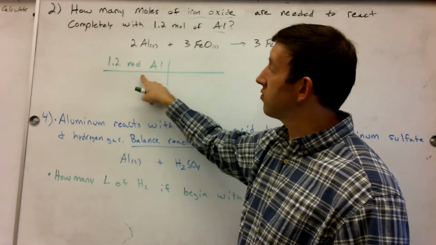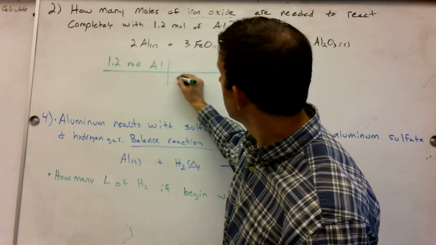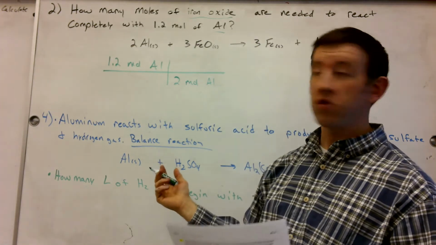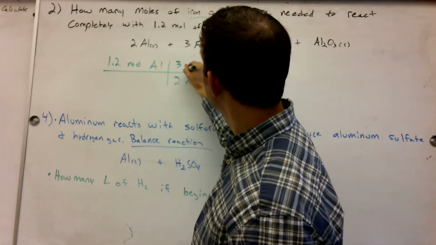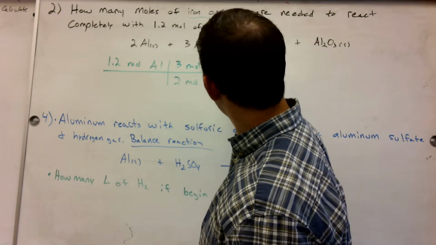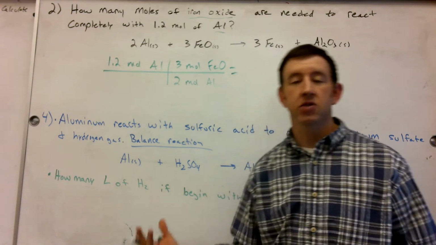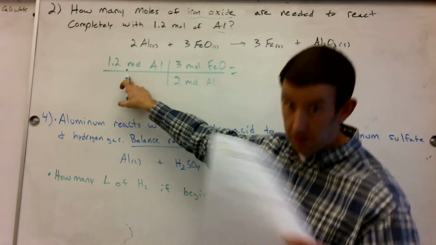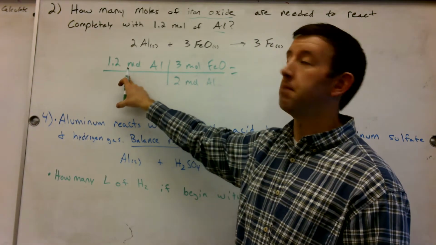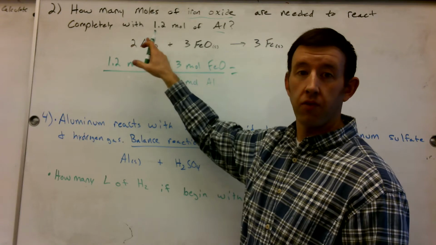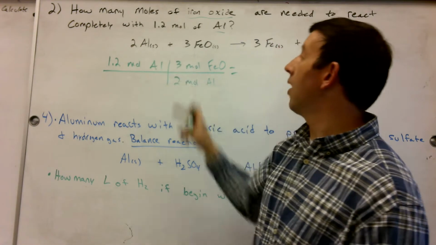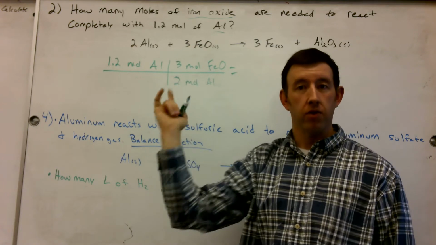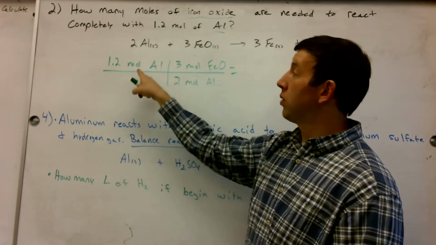So I have 1.2 moles of aluminum. With 2 moles of aluminum, I produce 3 moles of iron oxide, okay? That is what I'm accomplishing here: taking the amount of aluminum I have in moles and multiplying it by the ratio of aluminum to iron oxide, which is 2 to 3. Now, how do I know the 2 goes on bottom and 3 goes on top and not the other way around? That's why we label things.